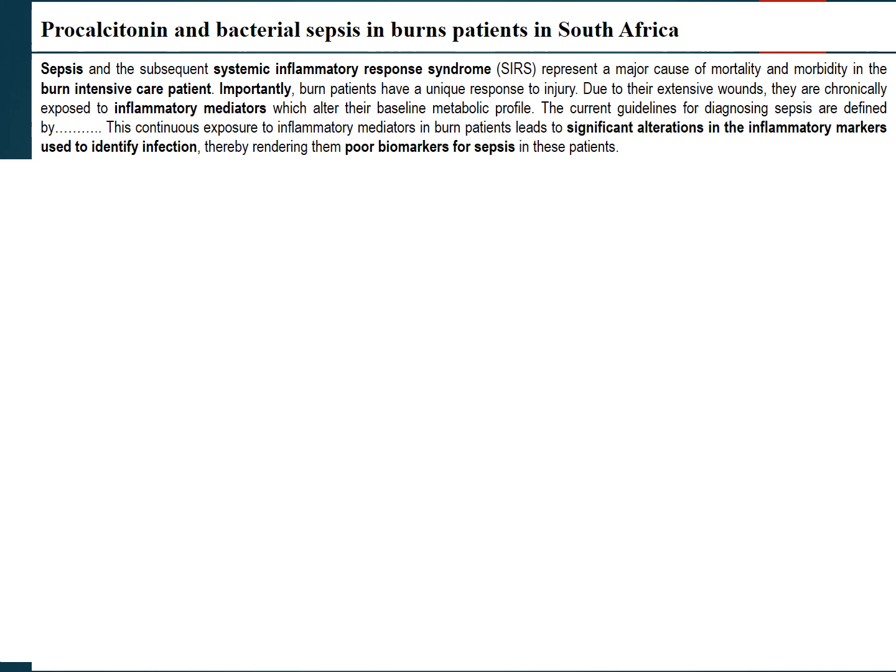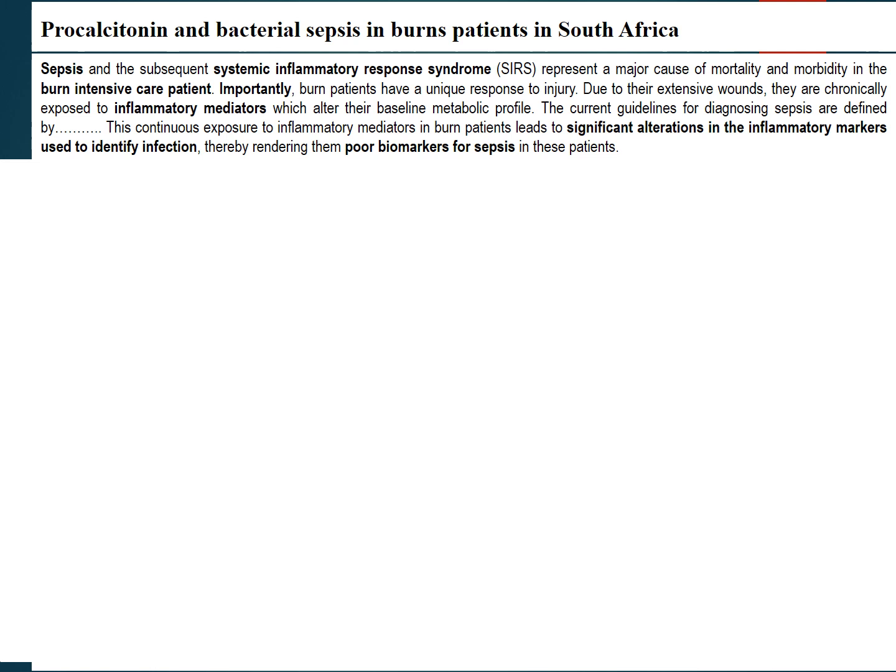Let's look at transitional flow, at how these phrases actually help us when we write our literature review. So, sepsis and the subsequent systemic inflammatory response syndrome represents a major cause of mortality and morbidity in the burn intensive care patients. Importantly, burn patients have a unique response to injury. Due to their extensive wounds, they are chronically exposed to inflammatory mediators, which alter their baseline metabolic profile.